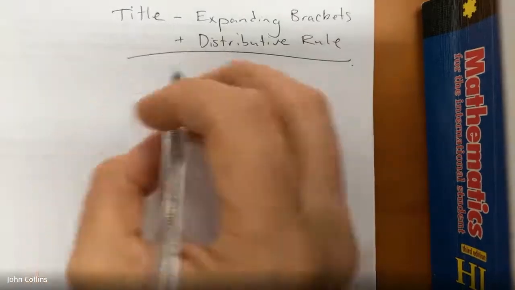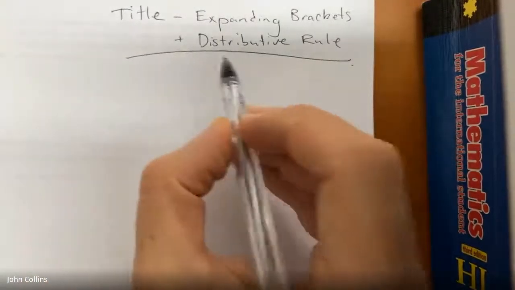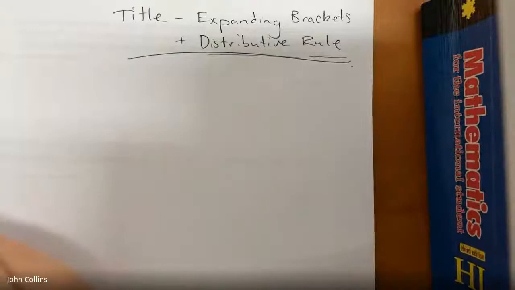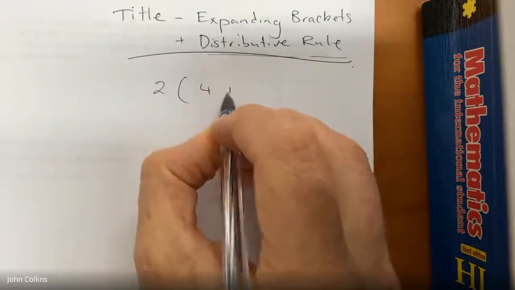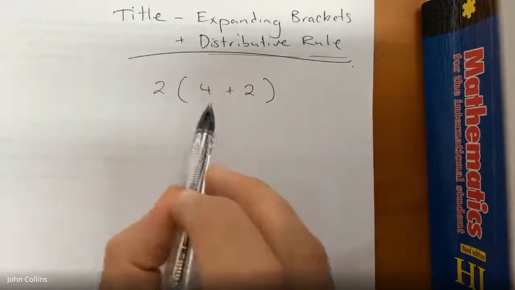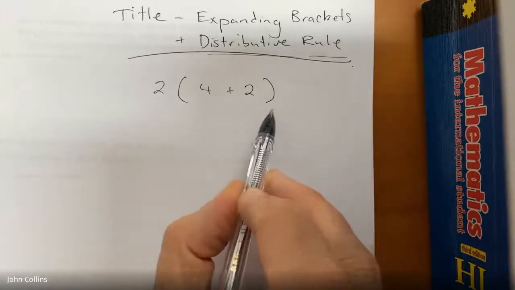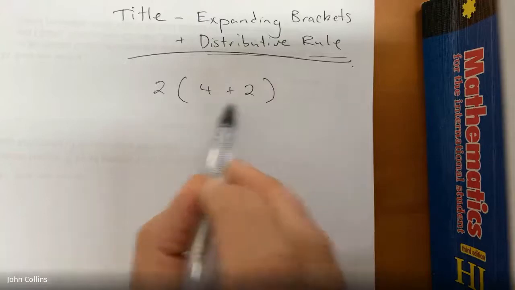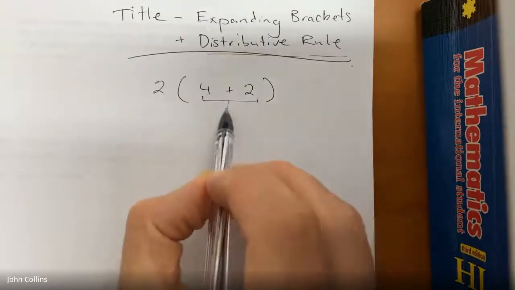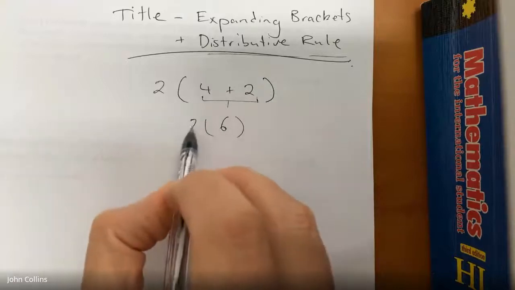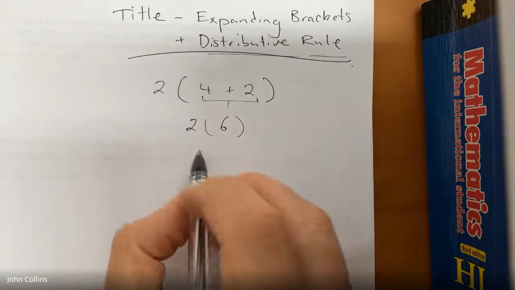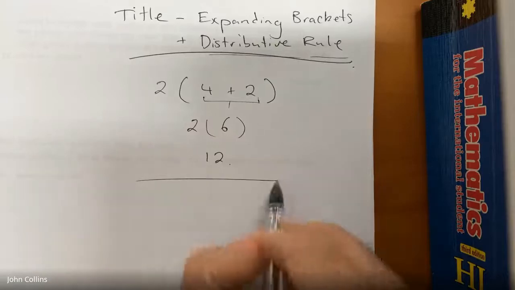All right, so expanding brackets using the distributive rule. The distributive rule means, we've done this before, but 2 bracket 4 plus 2. You can work this out 2 ways. You can add these 2 as you normally would to give 6, and then it's 2 times 6 to give 12.